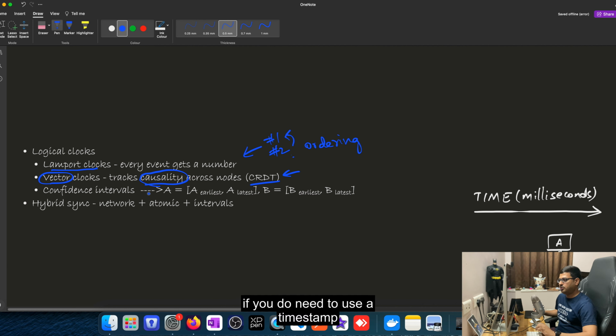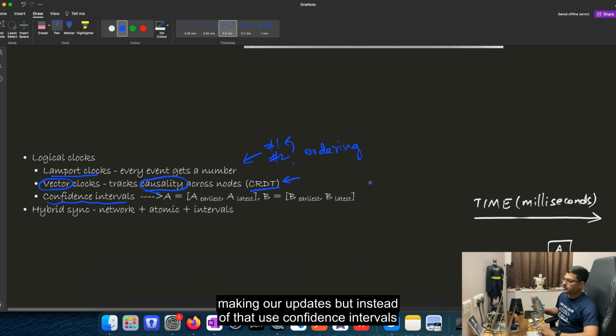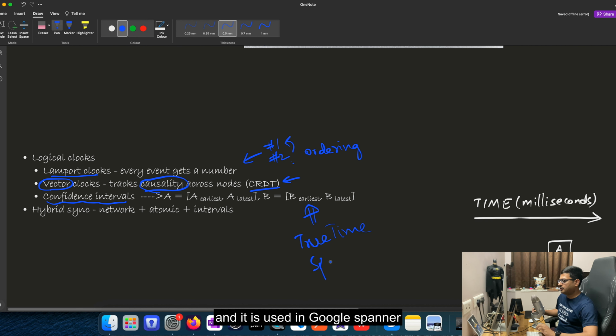If you do need to use a timestamp, then go for confidence intervals instead of absolute time. Here in our example, we were using absolute time, 42003, 42001, and we were blindly using these timestamps for making our updates. But instead of that, use confidence intervals. This system is also used in TrueTime by Google, and it is used in Google Spanner.